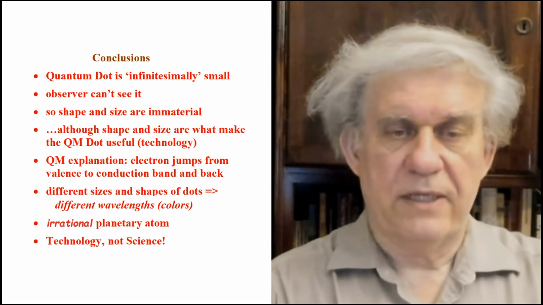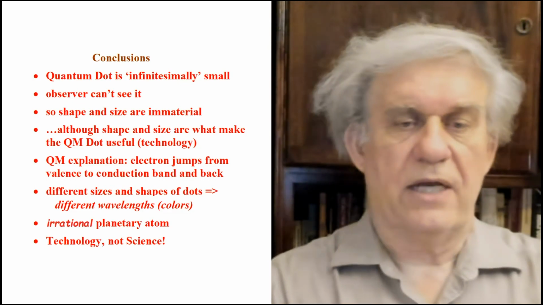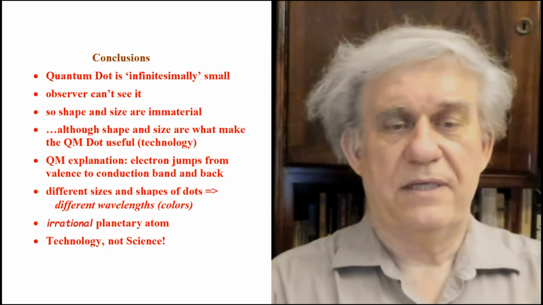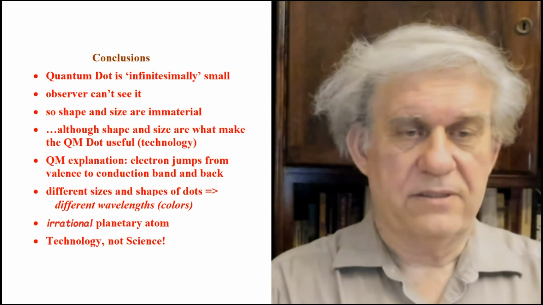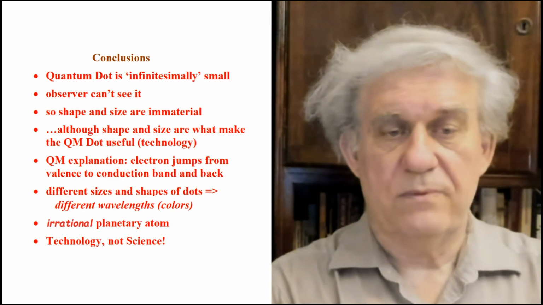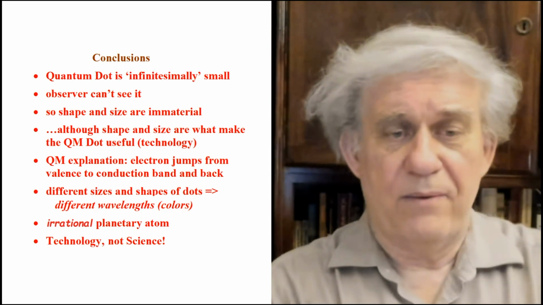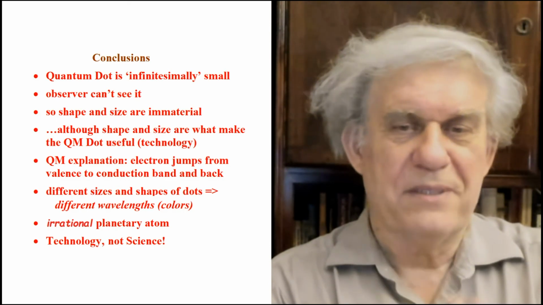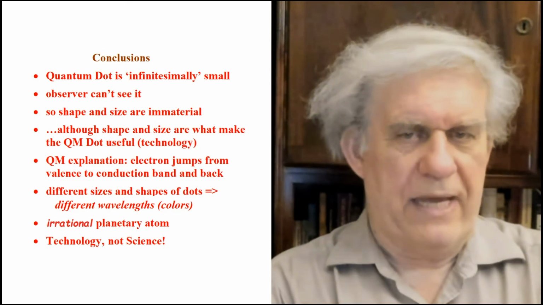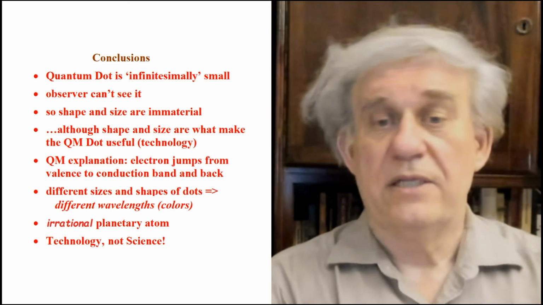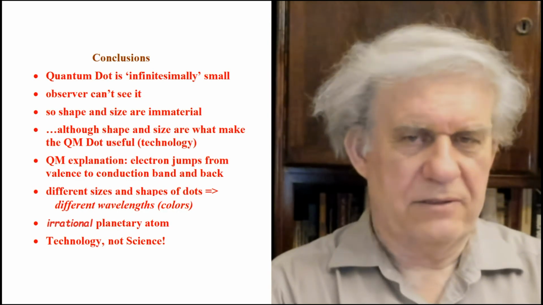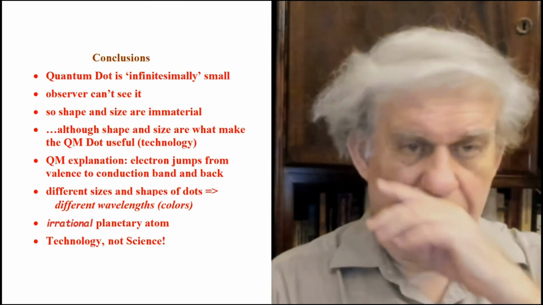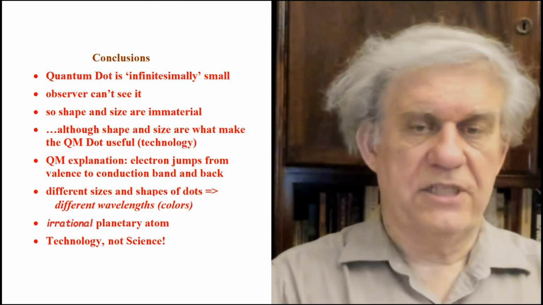Quantum explanation, what is it? Electron jumps from valence to conduction band and back. Yeah, but in order to do that, they need the irrational planetary atom. And so they say different sizes and shapes of dots mean different wavelengths. Yeah, and why? If they're going to use a planetary atom, they can only describe it mathematically and say, well, this is what happens, this is what we measured. But they cannot explain the process with discrete particles. So no, quantum dots are technology, not science.